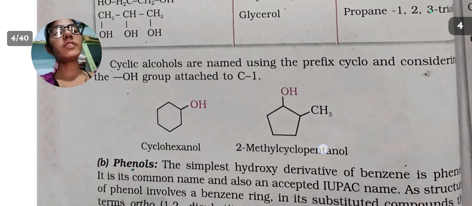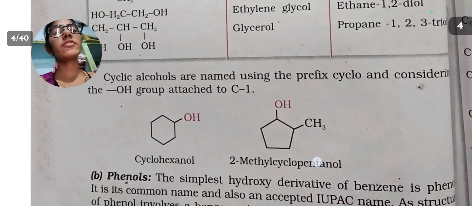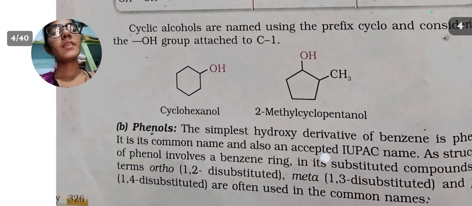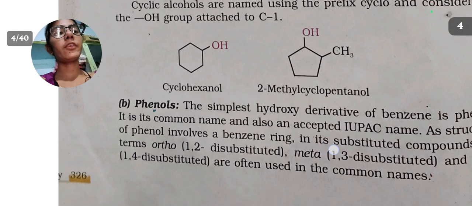Then we find that cyclic alcohols are named with the prefix cyclo, and the OH group is considered as C1. These are cyclohexanol and the second is 2-methylcyclopentanol.